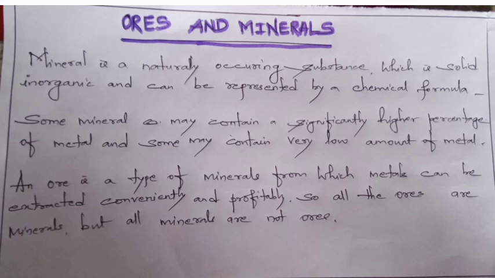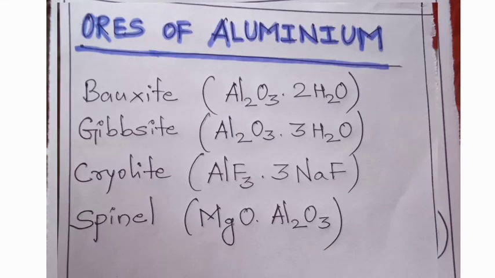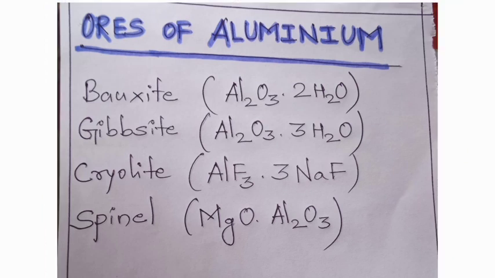First of all, ores of zinc. An ore of zinc is zinc blende, whose formula is ZnS. Another ore of zinc is calamine, whose formula is ZnCO3. Another ore of zinc is zincite, whose formula is ZnO. Another ore of zinc is electric calamine, whose formula is Zn2SiO4·H2O. Now, an ore of aluminium is bauxite, whose formula is Al2O3·2H2O.